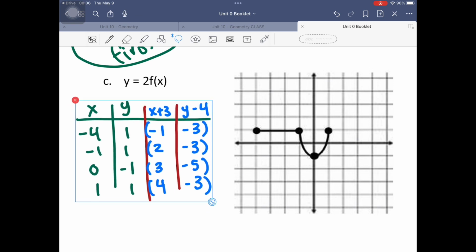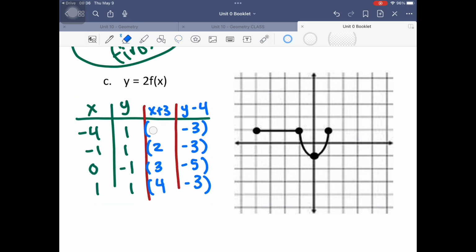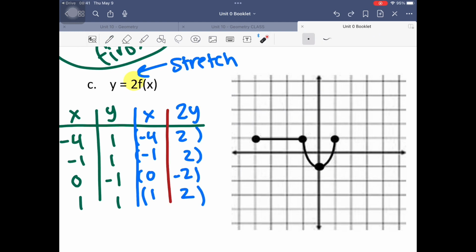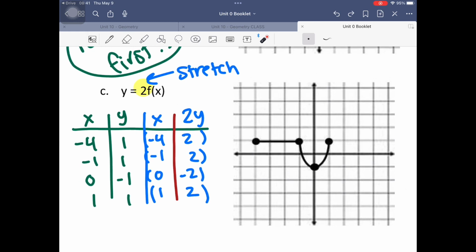Okay, so it looks like all the values are the same, so I'm going to get rid of this. It looks like in this case that we are only going to have one transformation. Okay, so I went ahead and did C. So here's all our x and y values. So x, this is -4, 1, -1, 1, 0, -1, and 1, 1. There is nothing inside, so all the x values are going to stay the same.